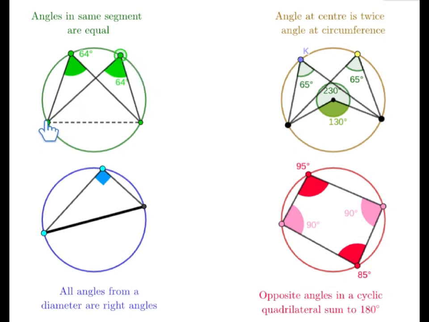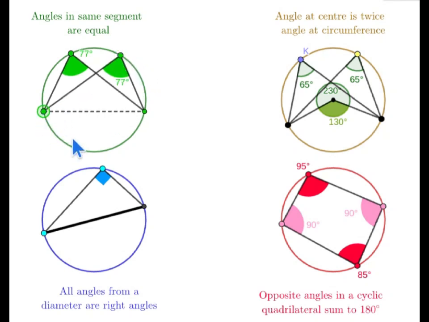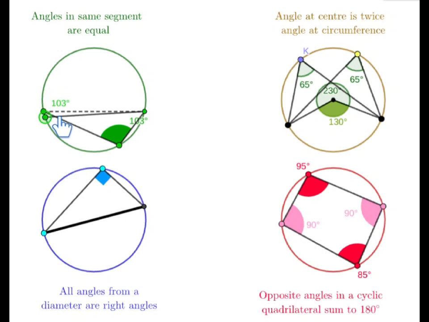But if I move the chord and change the size of the segment, then these two angles change, although they are both the same as each other. And it doesn't matter whether I'm in the major segment or the minor segment. I'm in the major segment at the moment, but if I pop down into the minor segment, then the two angles are still equal. So angles in the same segment are equal.